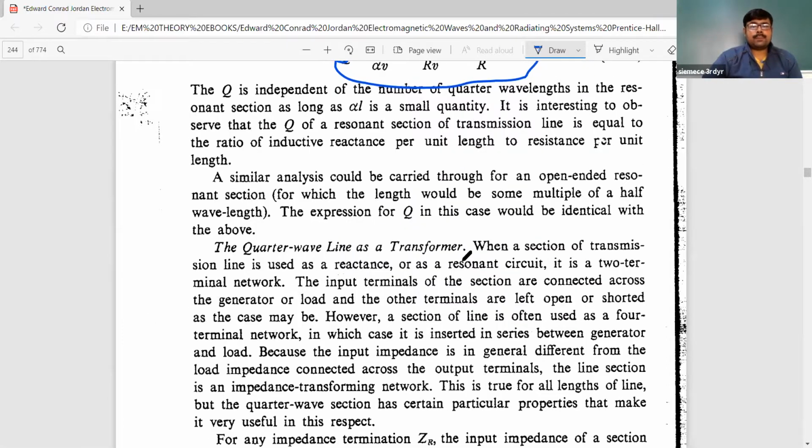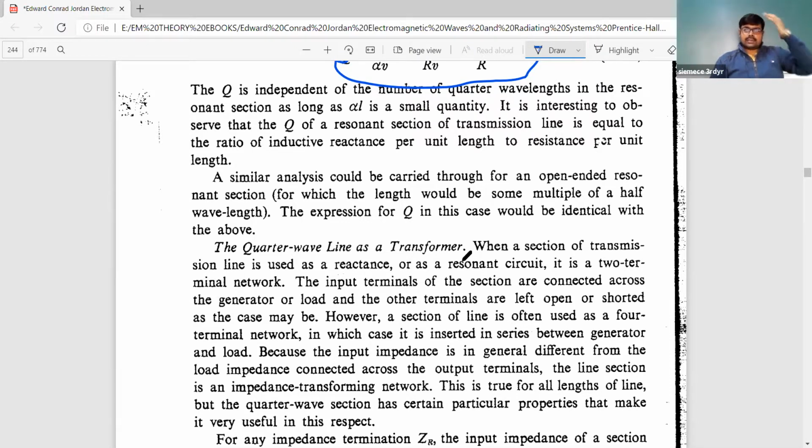So the Q is independent of the number of quarter wavelengths in the resonance section, as long as alpha L is a small quantity. It is interesting to observe that the Q of the resonance section of the transmission line is equal to the ratio of the inductive reactance per unit length to resistance per unit length. A similar analysis could be carried through for an open-ended resonance section also. The expression for Q in this case would be identical with the above.